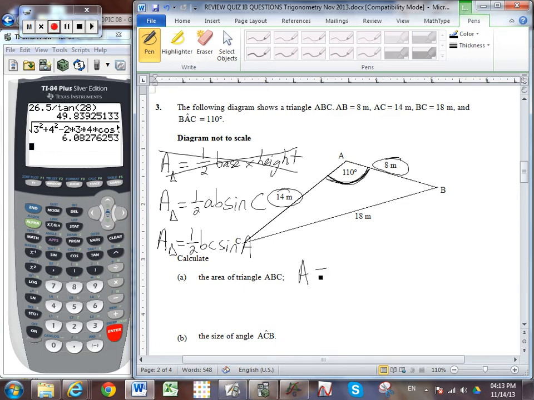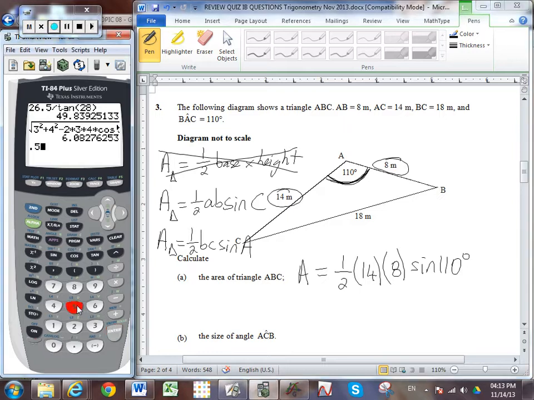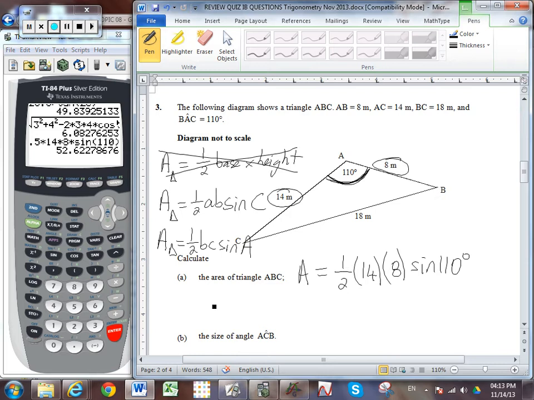So area is going to equal then 1/2 times 14 times 8 times the sine of 110 degrees. So here we go: 0.5 times 14 times 8 times the sine of 110 degrees. We get 52.6, and that's meters squared because it's an area.